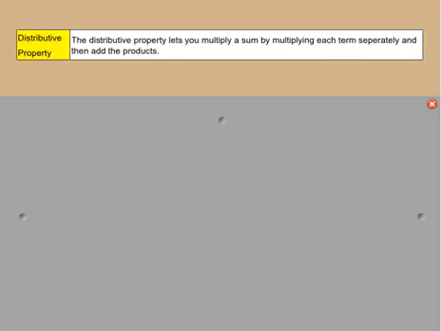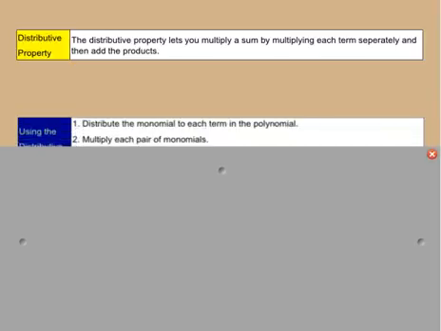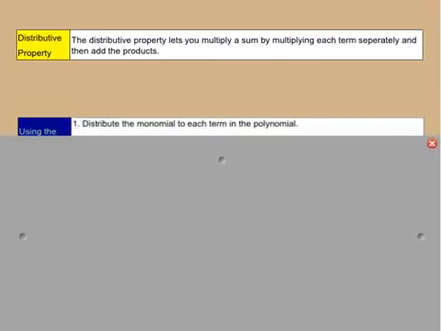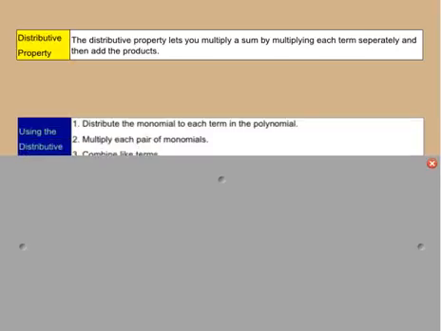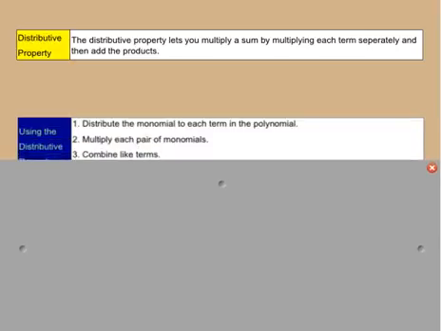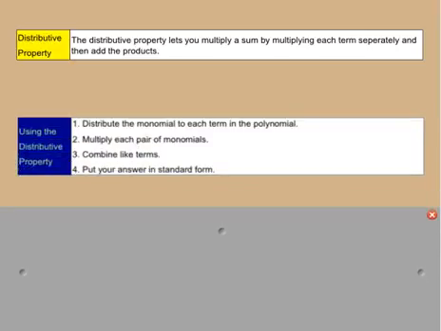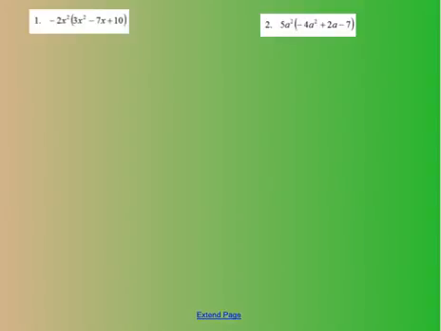So here's some simplifying expressions. You have the distributive property. It lets you multiply a sum by multiplying each term separately. You distribute the monomial. So we have to work on distributing, multiply each pair, combine like terms, and put your answer in standard form. That's what you have to do to get all of these correct. Pause it, write all those down in your simplifying expressions. Then we just have problems. We've got a couple examples to do.